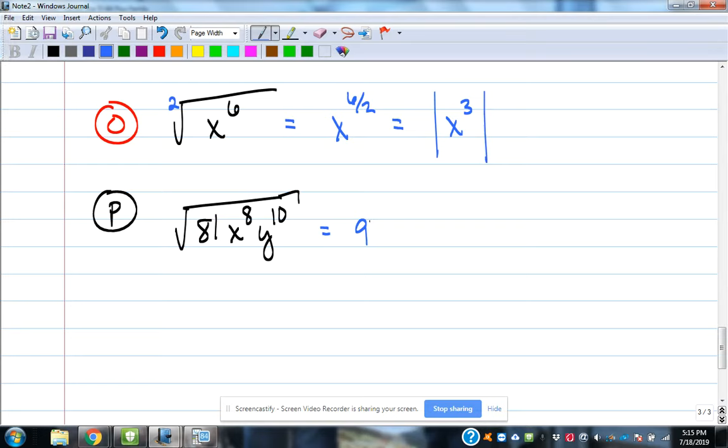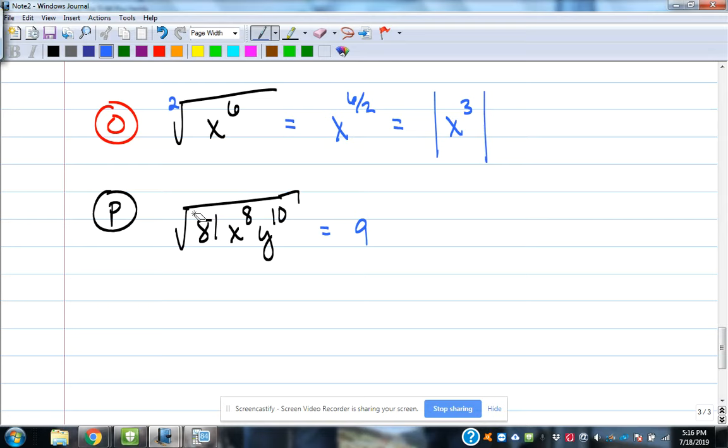If that wasn't 81, say that was a number like 48 or something that doesn't have a nice square root, we could simplify that with the factor tree or some other method to get there. This one works out nice. Most of the ones they give you in this section do work out pretty nice. So then we work on the x and the y.